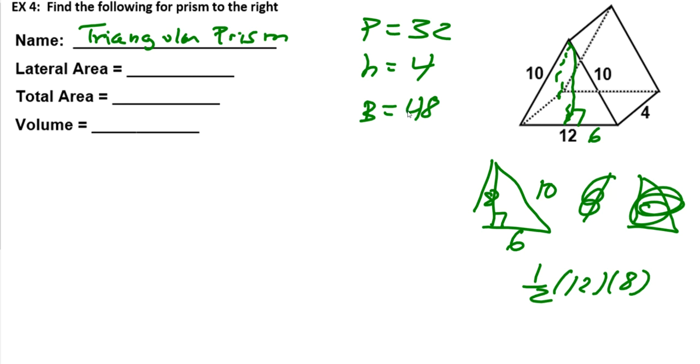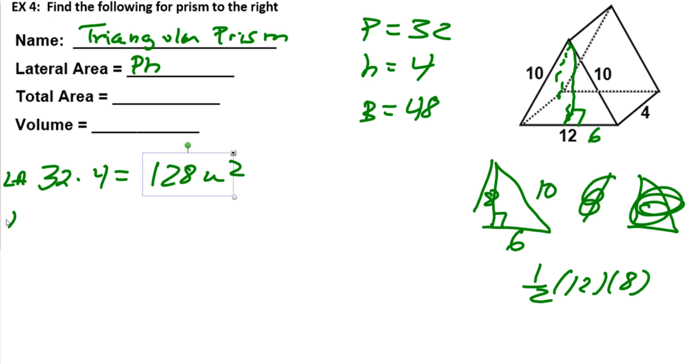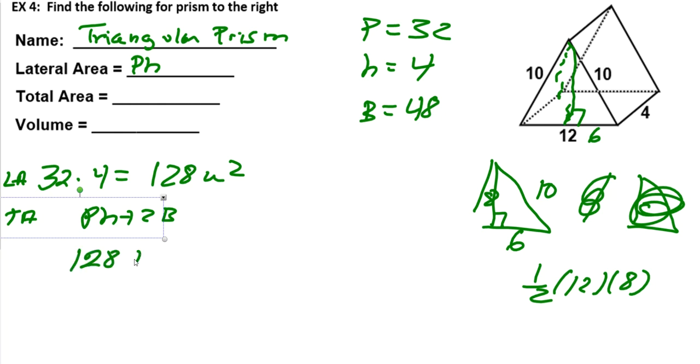So we plug it in. Lateral area is perimeter times height, right? So perimeter is 32 times 4, which is equal to a big old number of 128 units squared. This is lateral area. Total area is going to be perimeter times height plus 2b. So we got the perimeter times height is 128 plus 2 times 48.